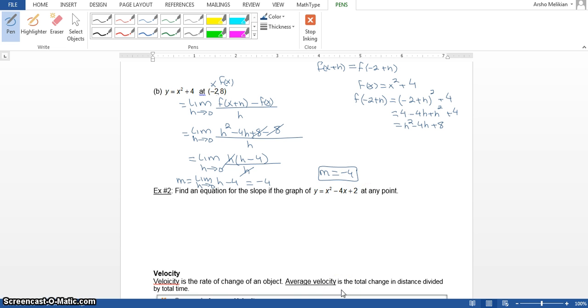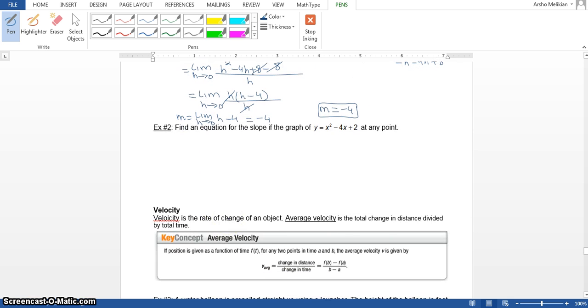Okay? Will it always do that? Yes. In the next case, it says to find an equation for the slope at any point. So we don't have a specific point. We need to find an equation of the slope. So our answer is going to be in terms of x, right? It's going to be m equals 3x plus 7, let's say. Right? So we're not plugging in any specific values.